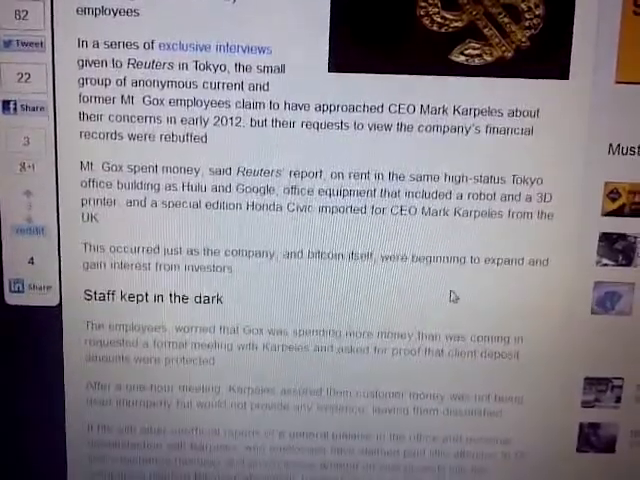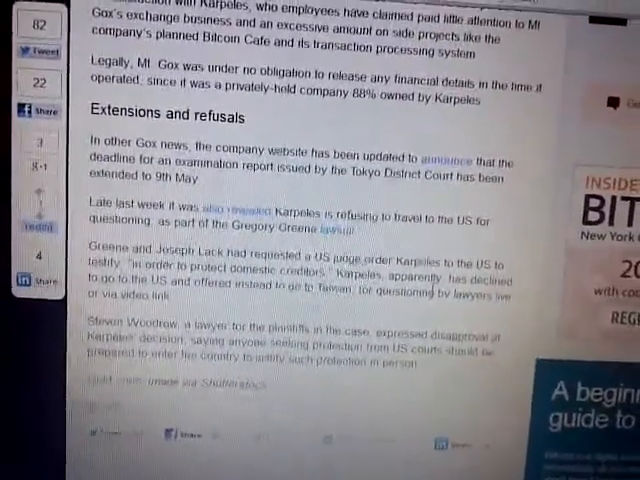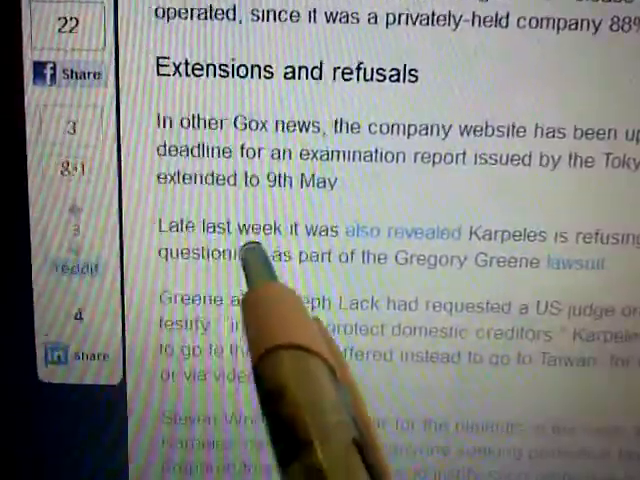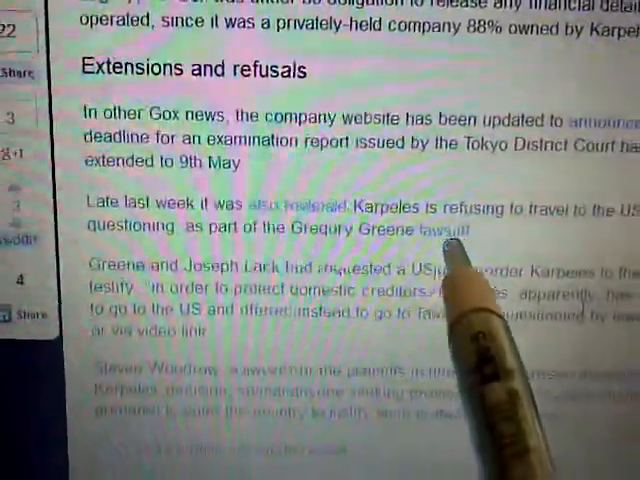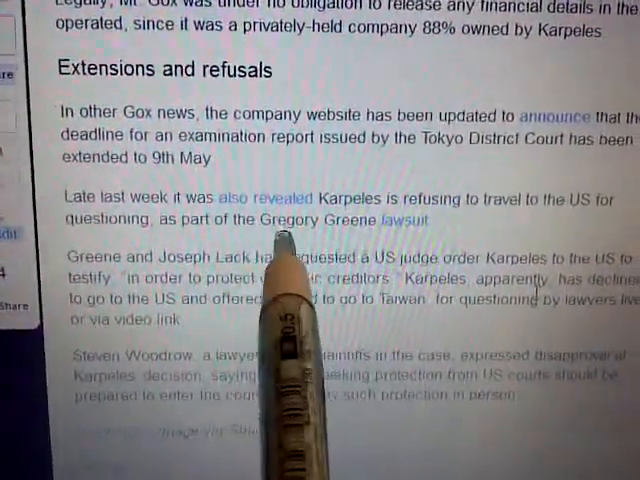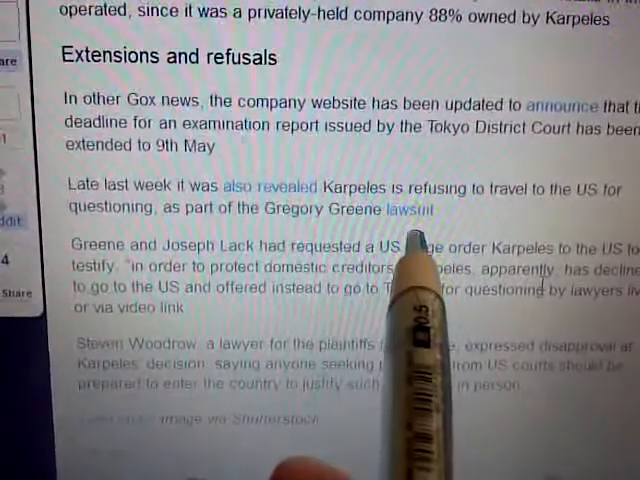So where is it? Staff kept in the dark. You should read this article. Alright, so basically, okay, here it is. Last week it was also revealed Karpeles is refusing to travel to the U.S. for questioning as part of the Gregory Green lawsuit.